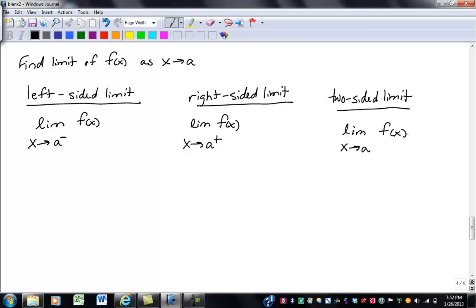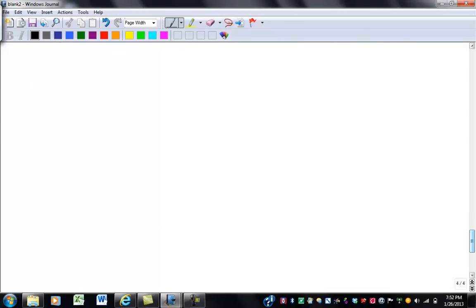So the first one is said the limit of f of x as x approaches a from the left. The middle one is the limit of f of x as x approaches a from the right. And the last is the limit of f of x as x approaches a. The left-sided, the right-sided, and the two-sided. And we can find these graphically.